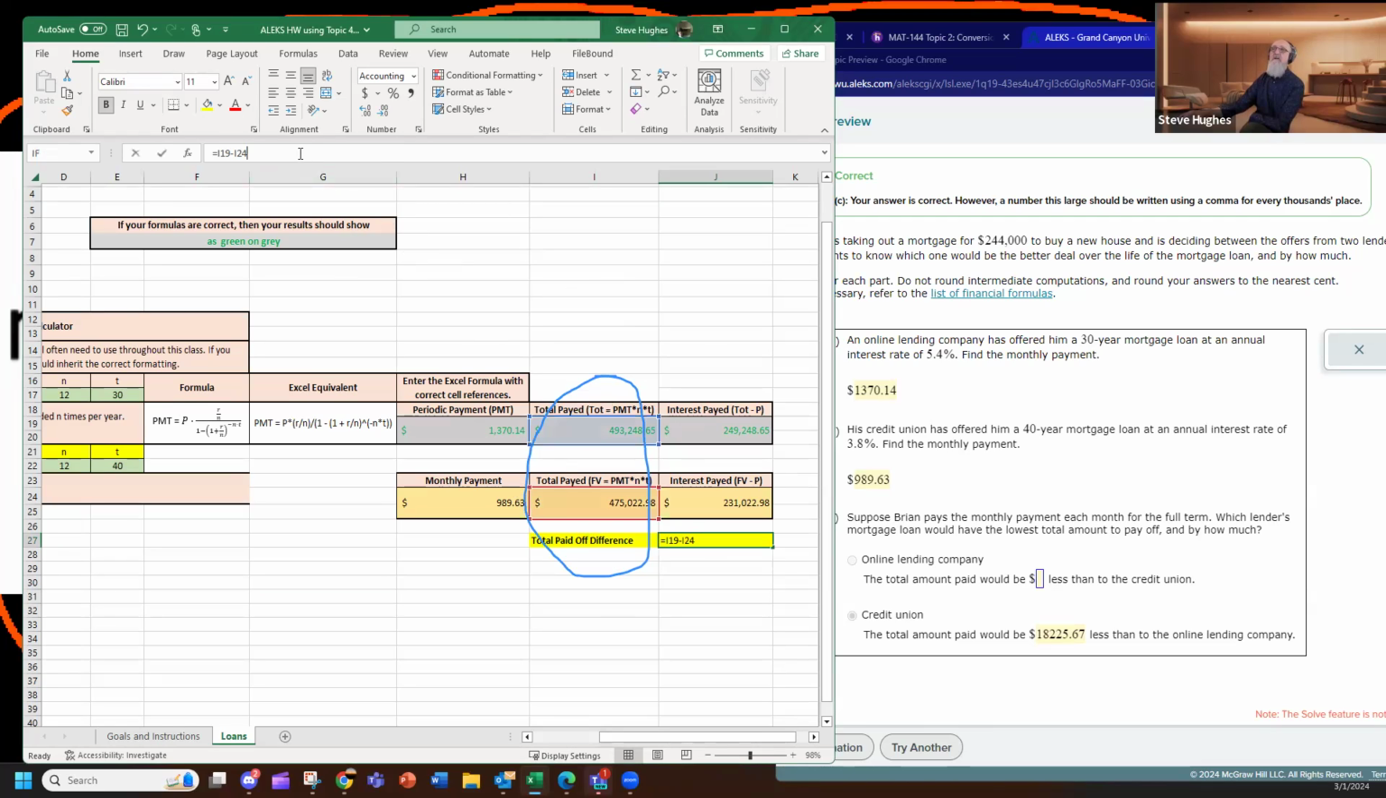When I click on the cell, you can see the formula right here, right? I-19 minus I-24. I hit enter, and there you see my difference is $18,225.67, which is exactly what I need to have here, which tells me that the credit union paid less, okay? So I'm all done. Okay, I didn't have to retype the formulas. Why? Because I copied them. I used my magic genius of copy and paste, right?